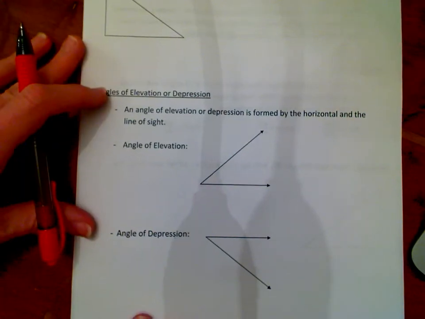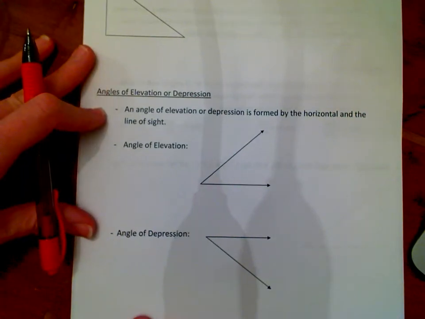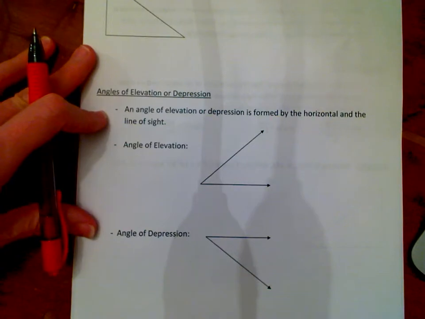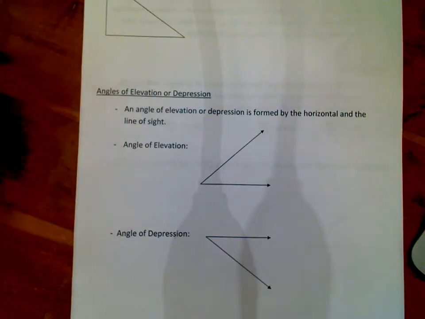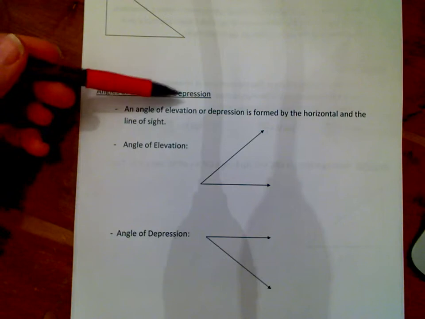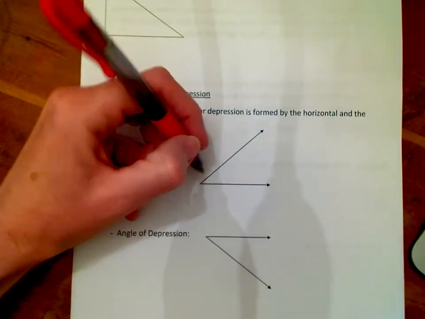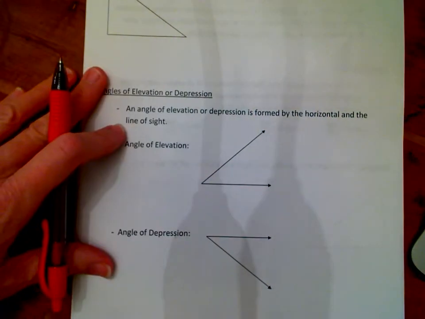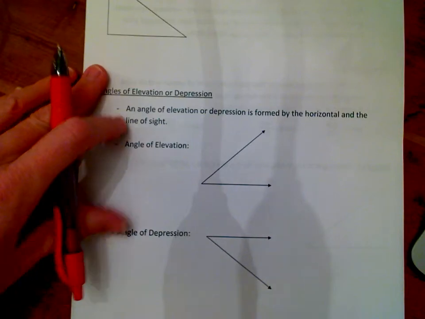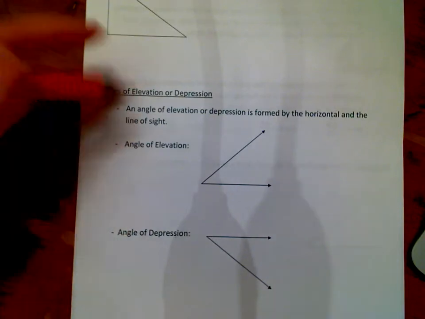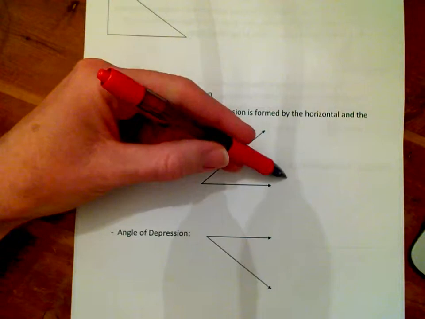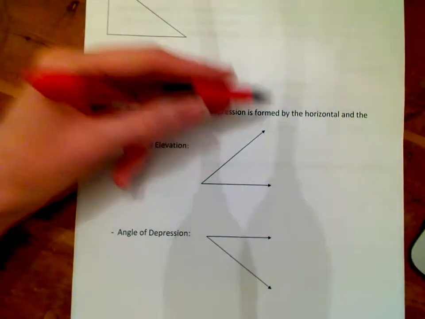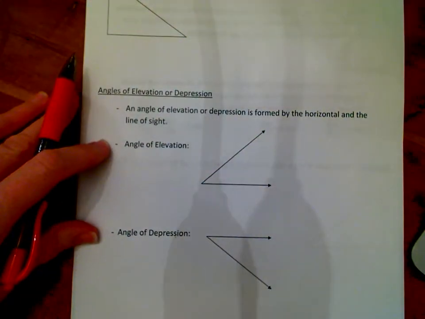Today I'm going to have you look at some problems that involve either an angle of elevation or an angle of depression. Either one, if you look at the definitions, is formed by the horizontal and the line of sight. So you have to think about this two ways. Picture two laser beams coming out of your eyes. One goes directly out. The other laser beam follows the path that you're looking on.